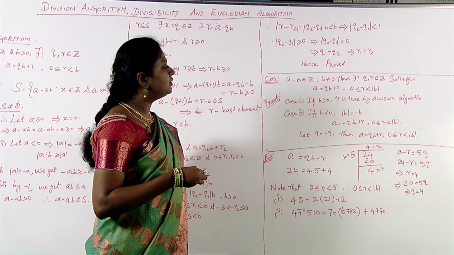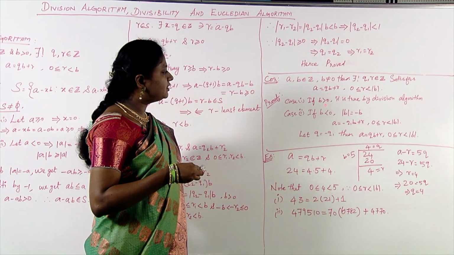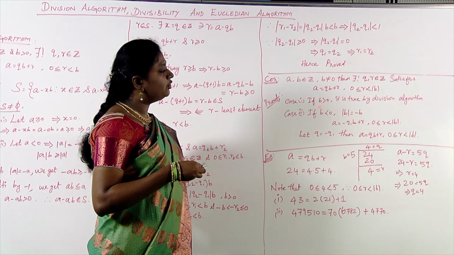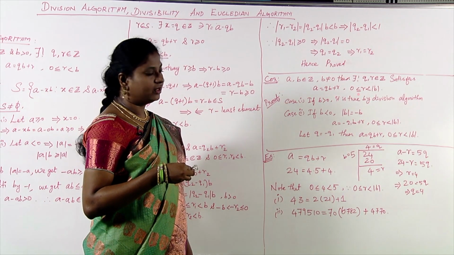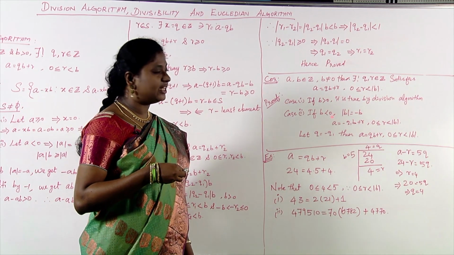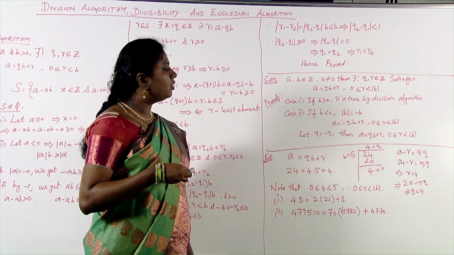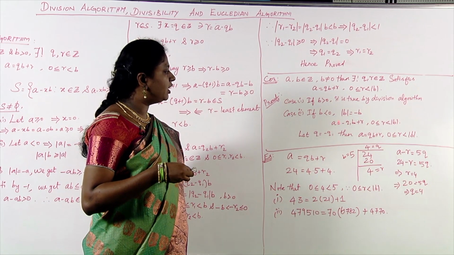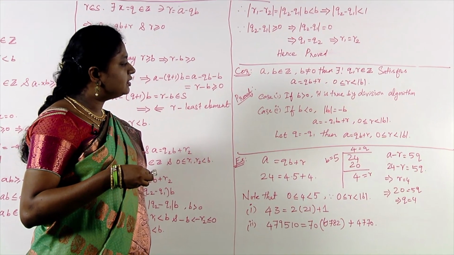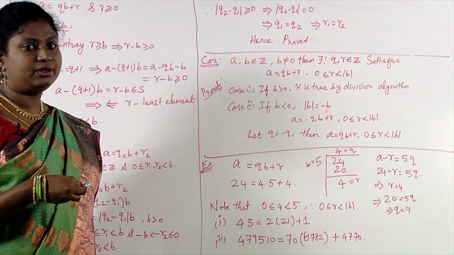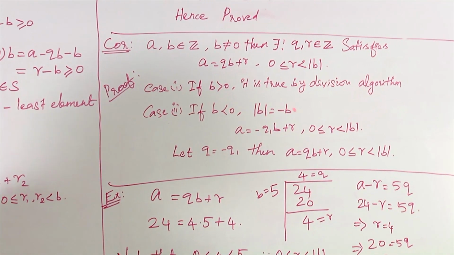The first case is what happens when the B that you have considered is already positive. If it is already positive, you don't have to worry about it. From the division algorithm, this will be true. So what happens if B is negative? If B is negative, consider the modulus of B. This modulus of B will be positive, that is, modulus of B is equal to -B. So now the division algorithm that we have considered would be true for this modulus of B.